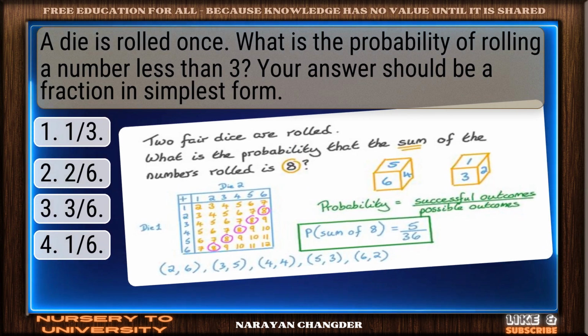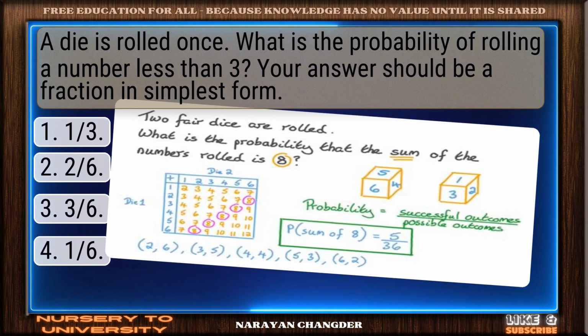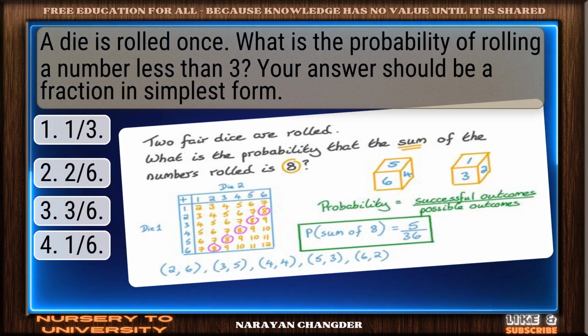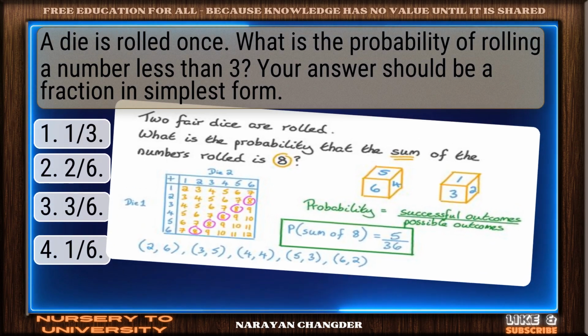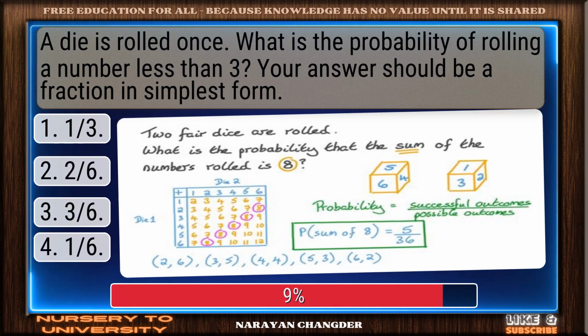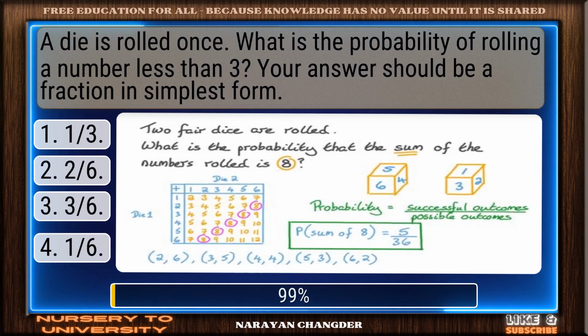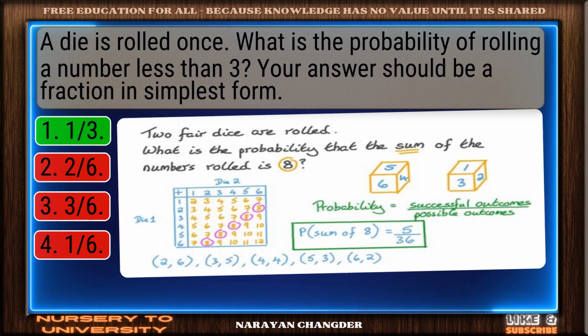A die is rolled once. What is the probability of rolling a number less than 3? Your answer should be a fraction in simplest form. Great thinking. 1/3 is right.